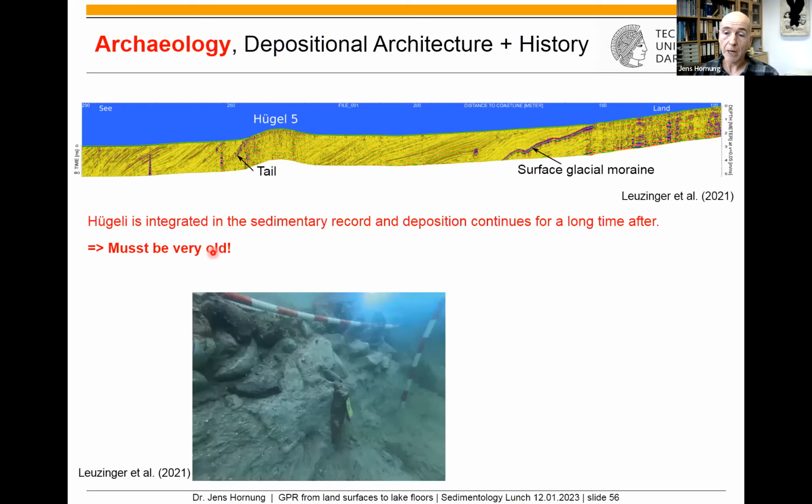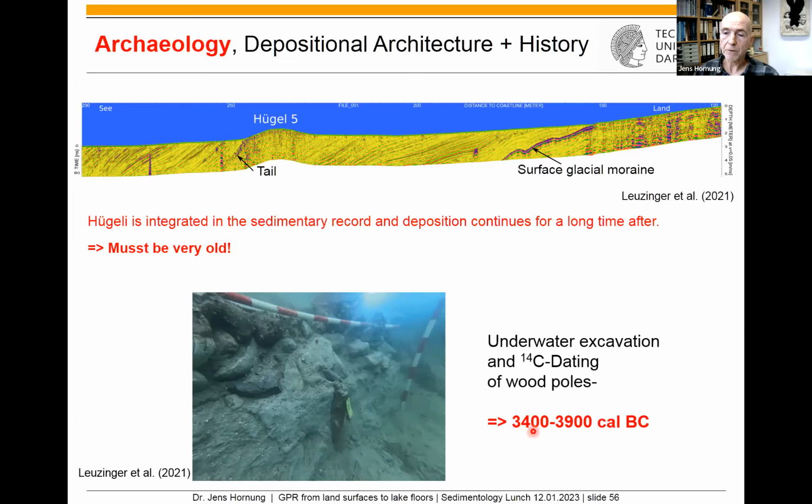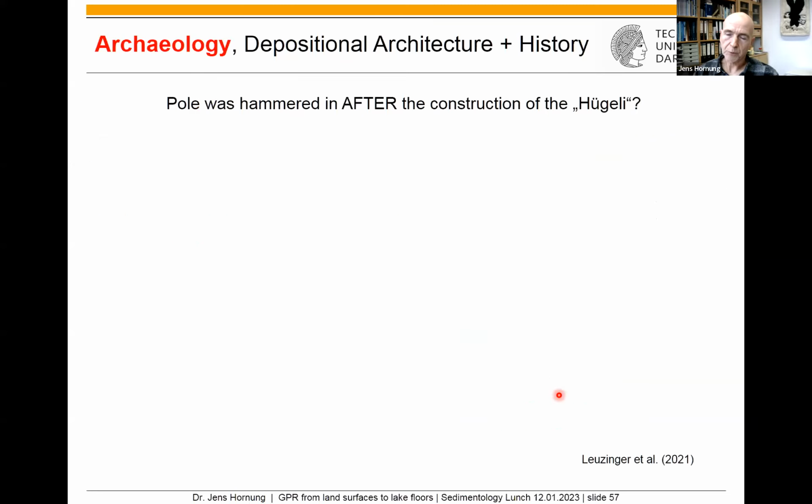Well, archaeologists were alarmed, and they did an underwater excavation, and they found wood poles below the hügeli in the sediments, which was predicted that they continue here. And the C14 dating revealed 3,400 to 3,900 calibrated C14 age before Christ. So that was Neolithic age. So what we expected from the GPR survey was proved by the dating.